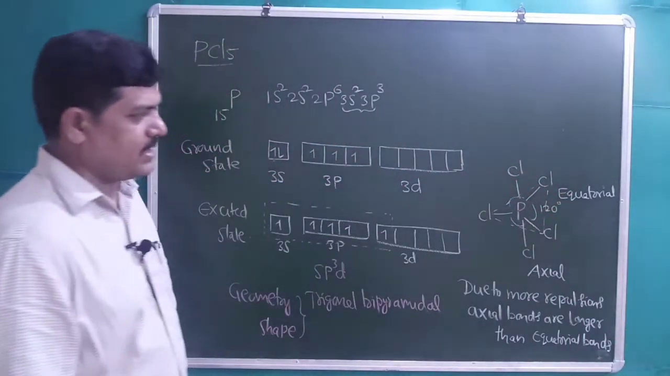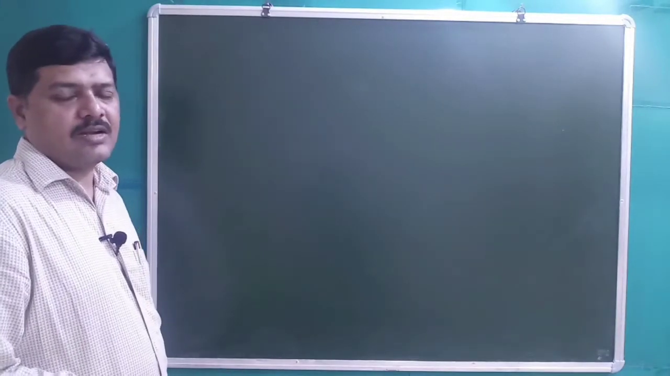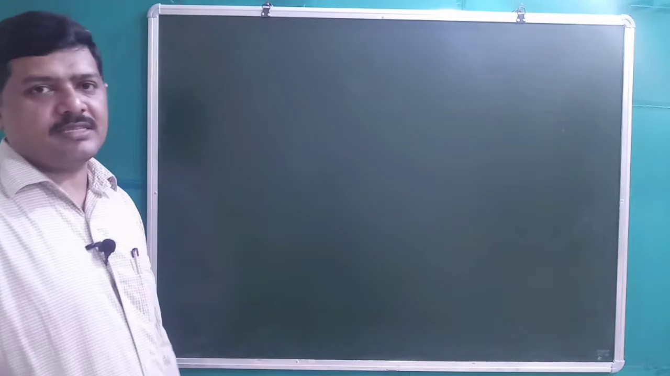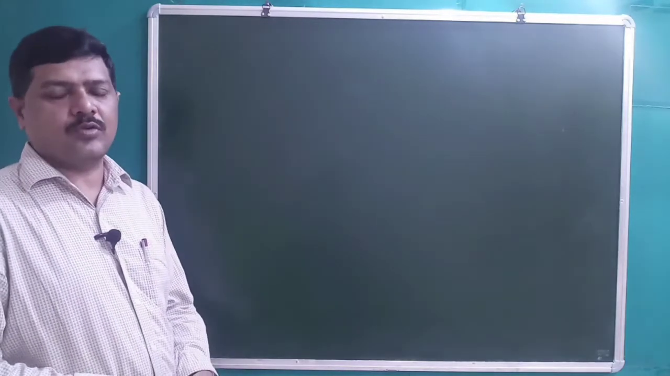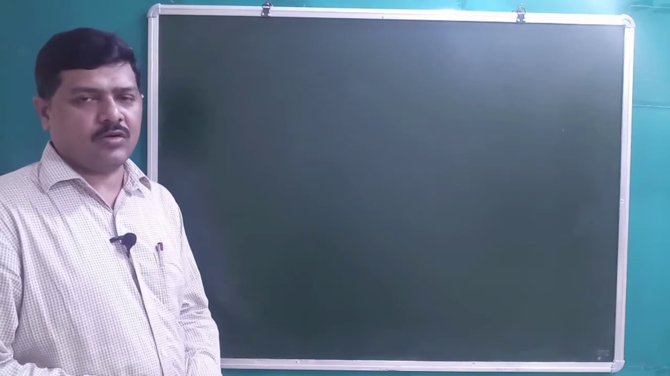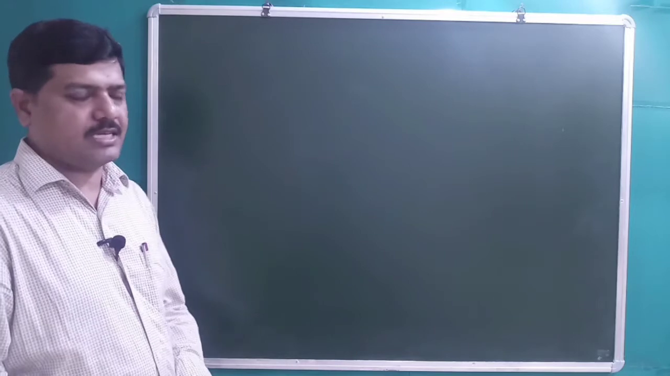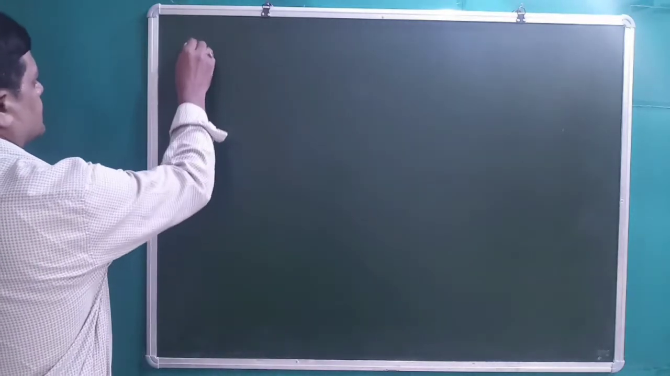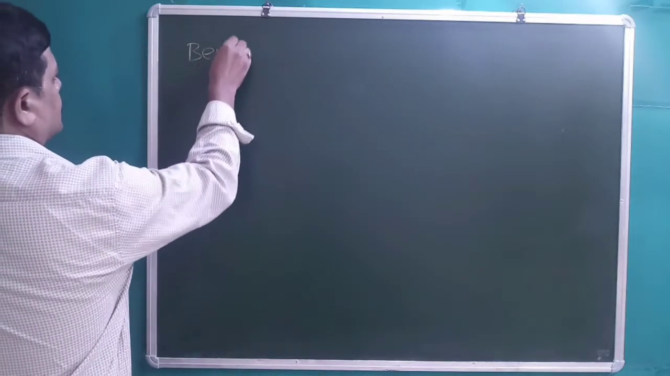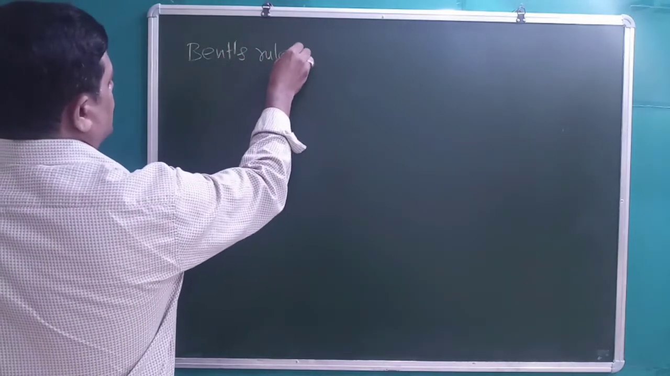Students, next let us discuss Bent's rule now. The scientist's name is Bent. He has given some rules for predicting the shape of molecules with lone pairs having sp3d hybridization. Bent's rule.